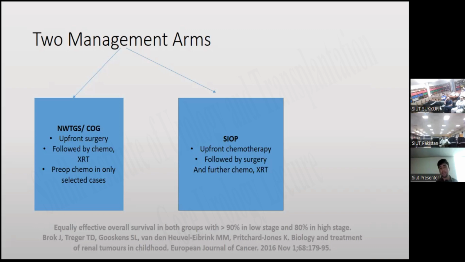They are equally effective. The prognosis and overall survival for both are greater than 90% in low stage and greater than 80% in high stage. There are different benefits that have been produced, and both are very good.